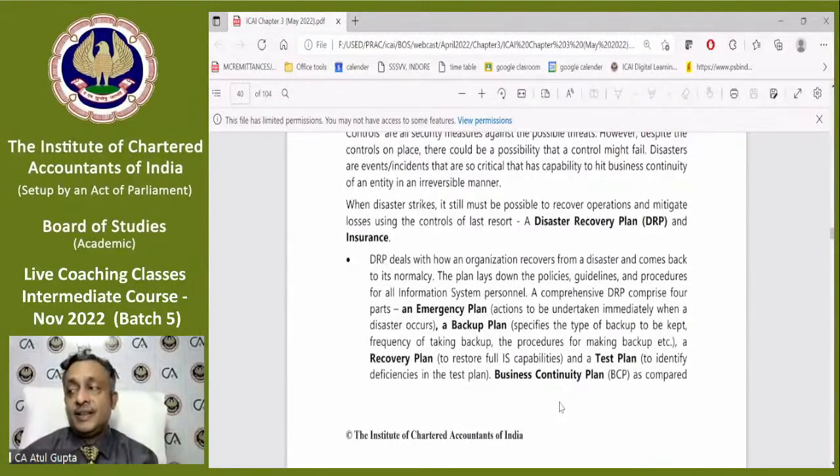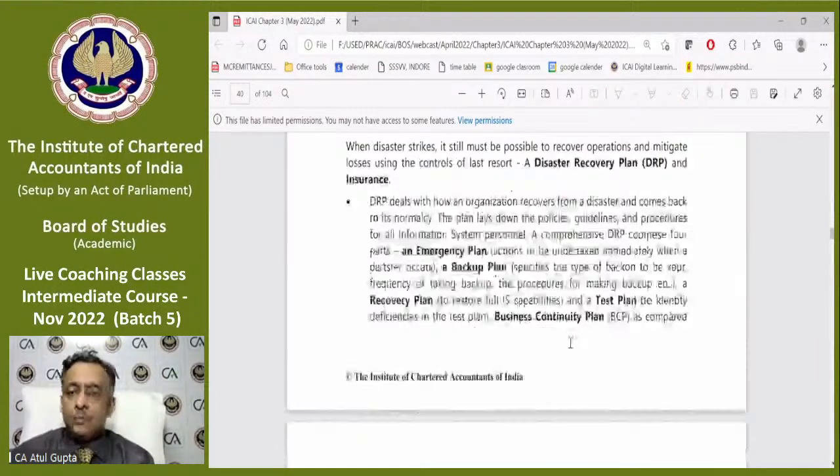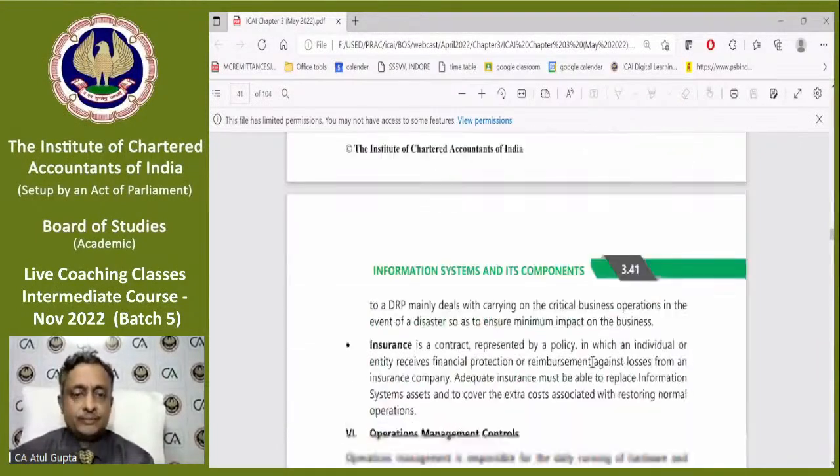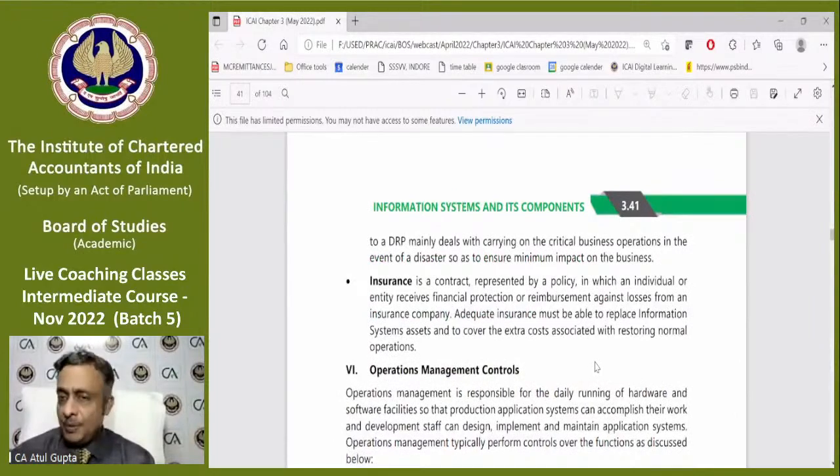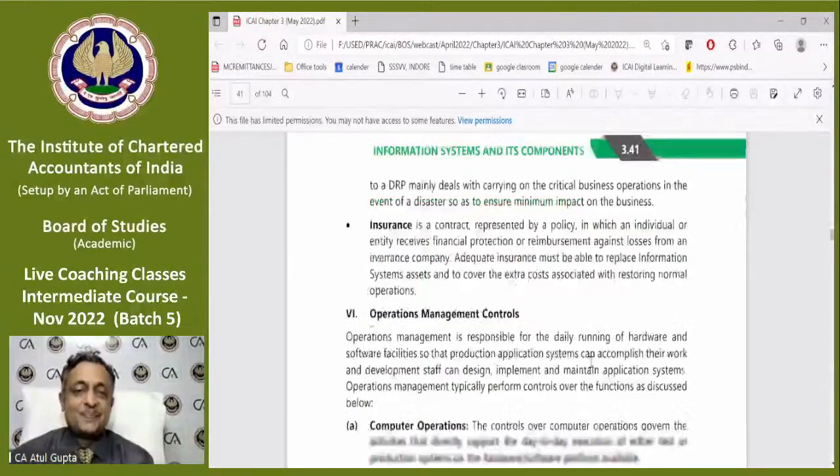This is a good question in exam. Emergency plan, backup plan, recovery plan, and test plan. Must keep yourself ready. Okay. So keep the definitions ready with you. A good question for exam. Part of DRP. Insurance, we have talked about transferring your risk.